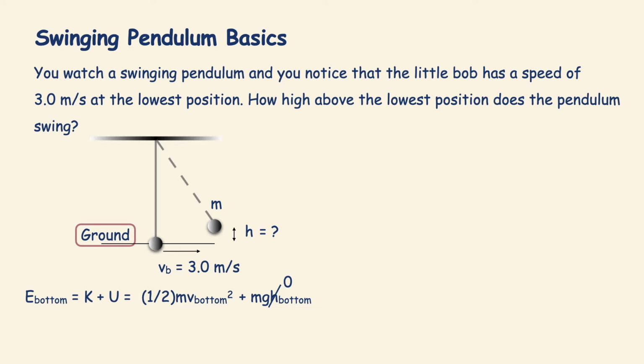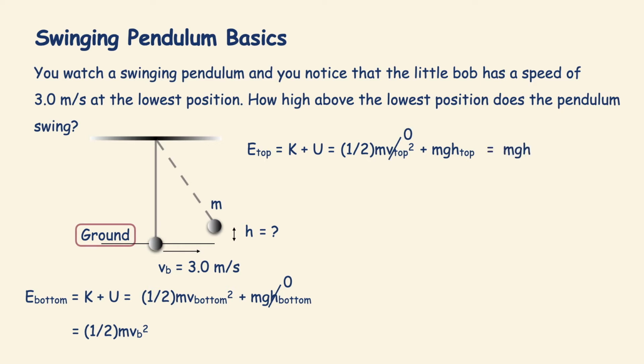So the total mechanical energy at that location will be simply whatever we have in the form of kinetic, 1/2 mv squared. At the other location, where we're height h above the lowest position, the total mechanical energy, being kinetic plus potential, will be 1/2 mv squared plus mgh. Of course, that is a turning point. This is the location where the bob stops momentarily and then starts swinging backwards. So we know that the speed there will be 0, and so the total mechanical energy will be equal to whatever we have in the form of potential energy, mgh.